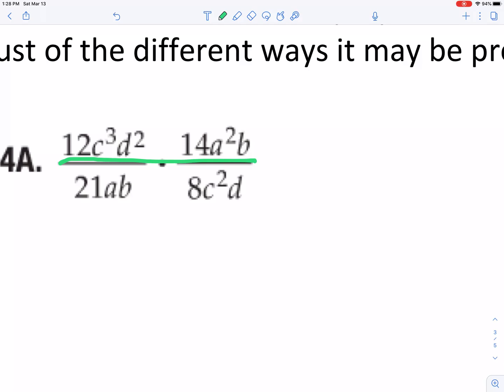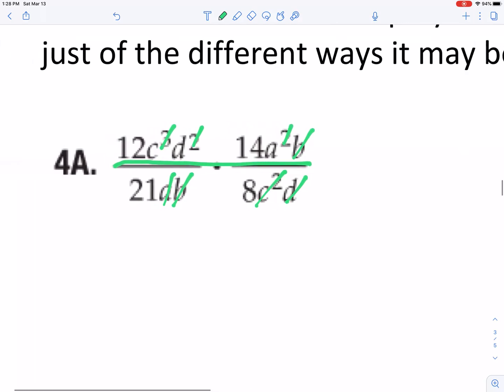Because now I can say, okay, I have an A here on the bottom and 2 A's on top, so that means 1 will cancel on top and bottom. B's, cancels, cancels. C's, 2 on bottom, so take 2 away. And D's, 1 on bottom, 1 on top, so take 1 away. Now I'm going to do just the numbers here. And actually, you can do this either way.